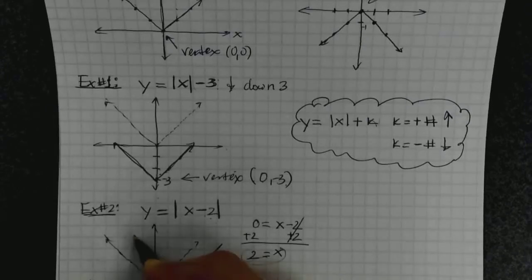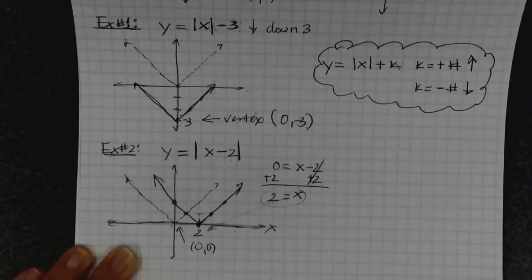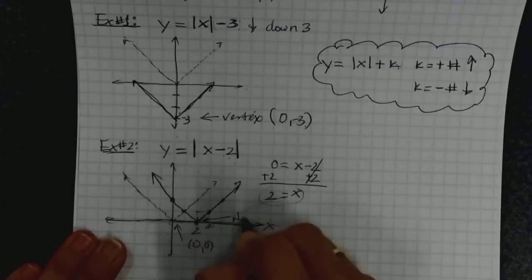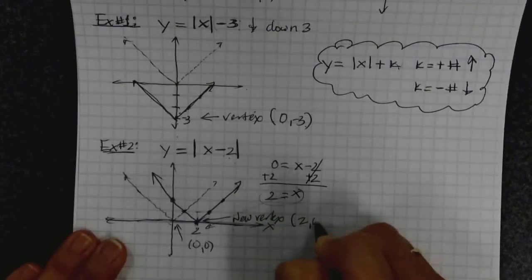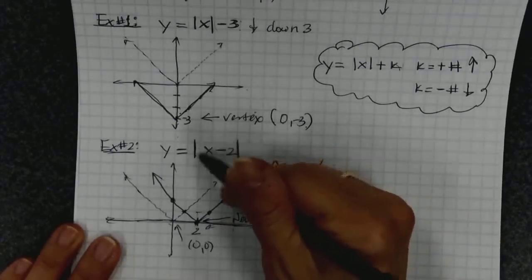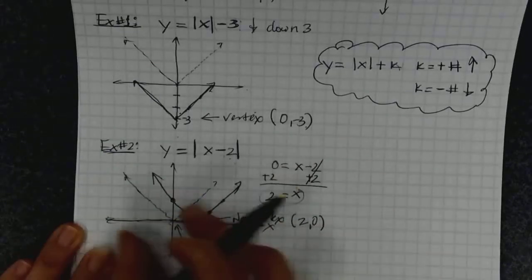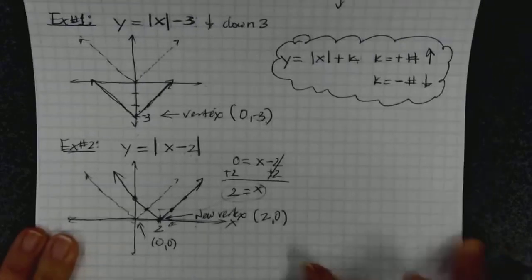And the whole V shape moves in that direction. And it makes that V shape so that the V translated over to the right 2. So now the new vertex, right here, is at (2, 0). So when you have a number on the inside, this makes the V-shaped transition either to the right or to the left.